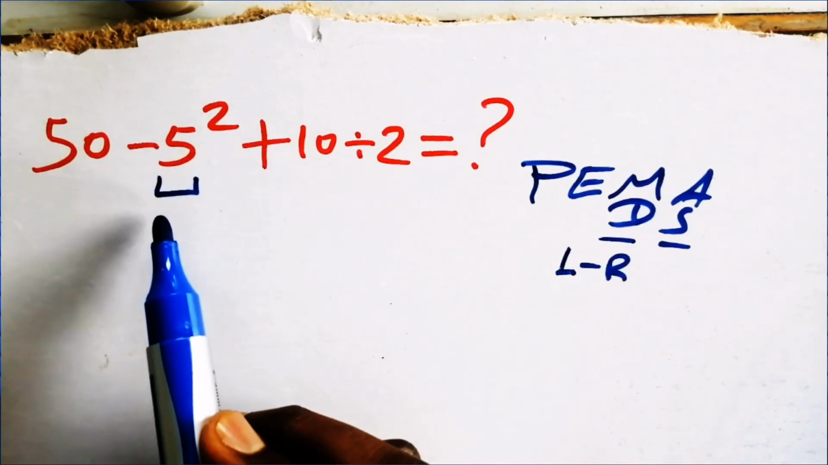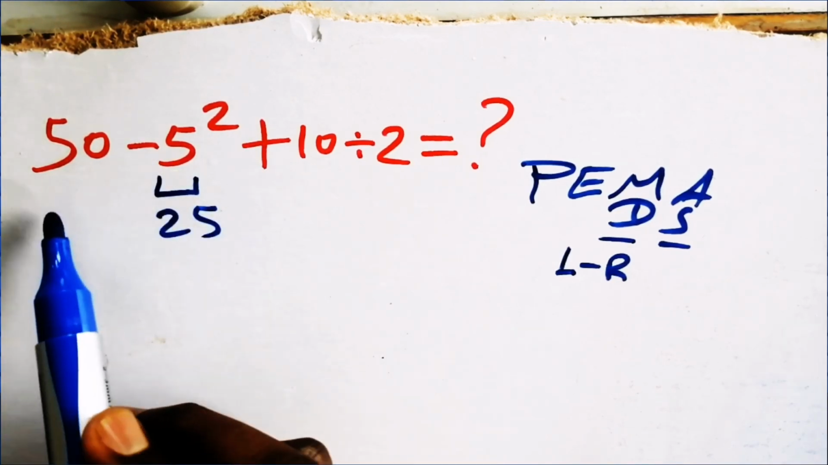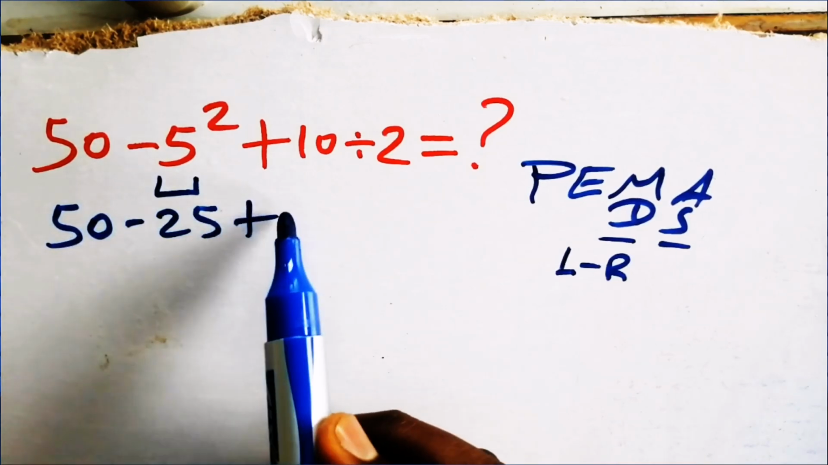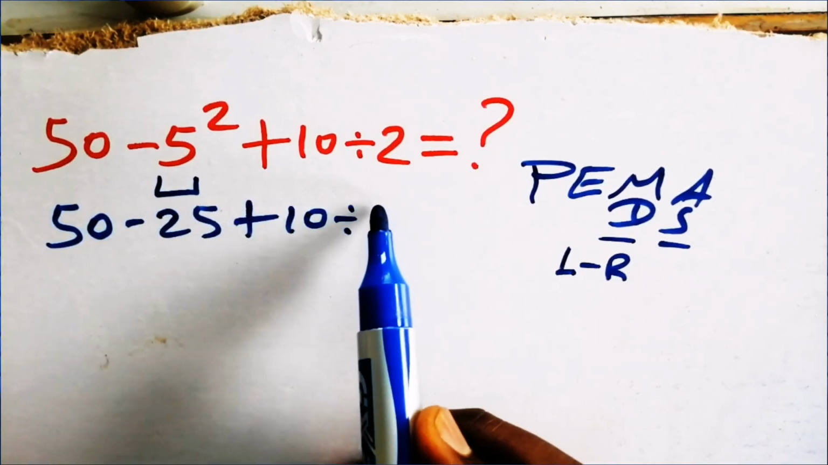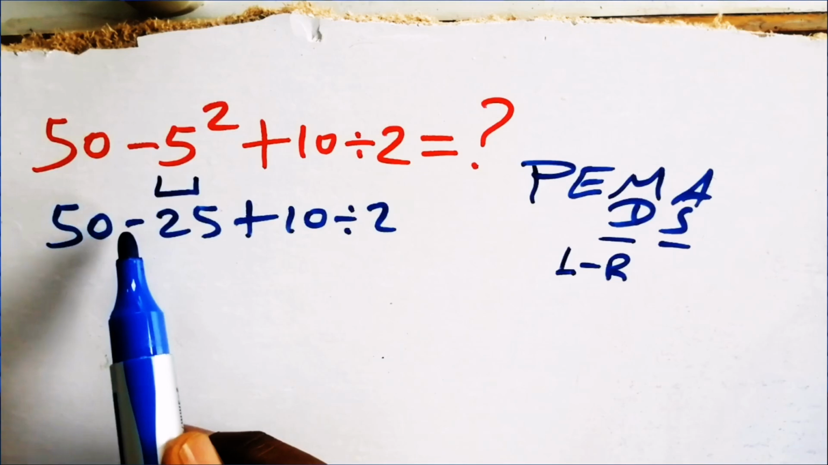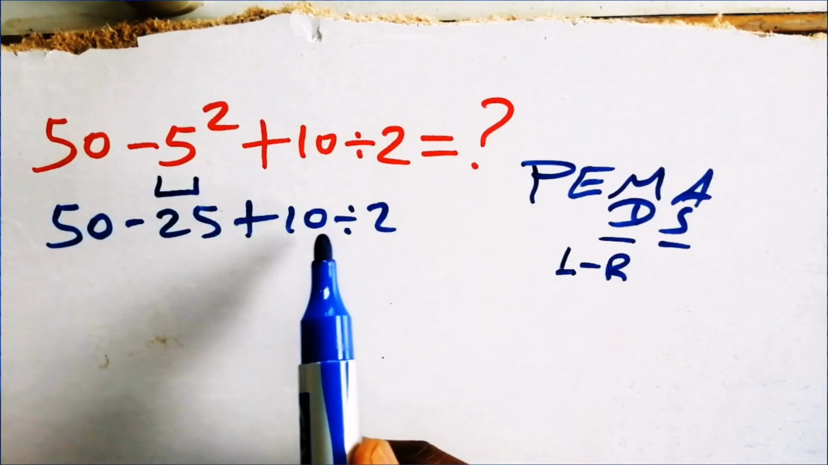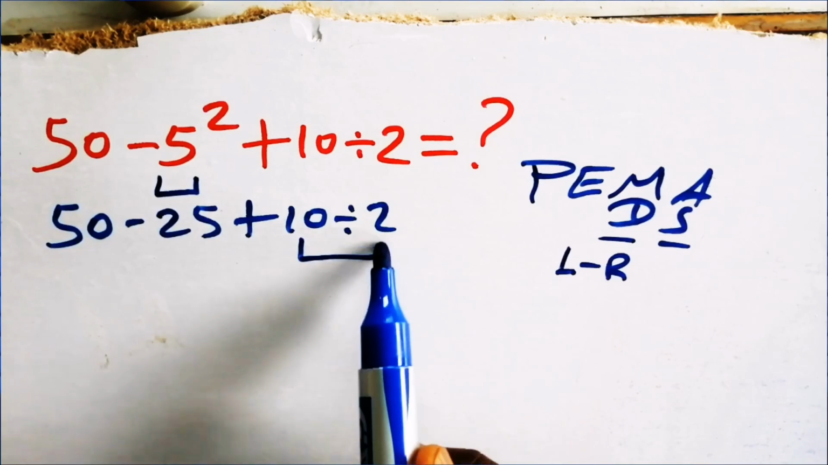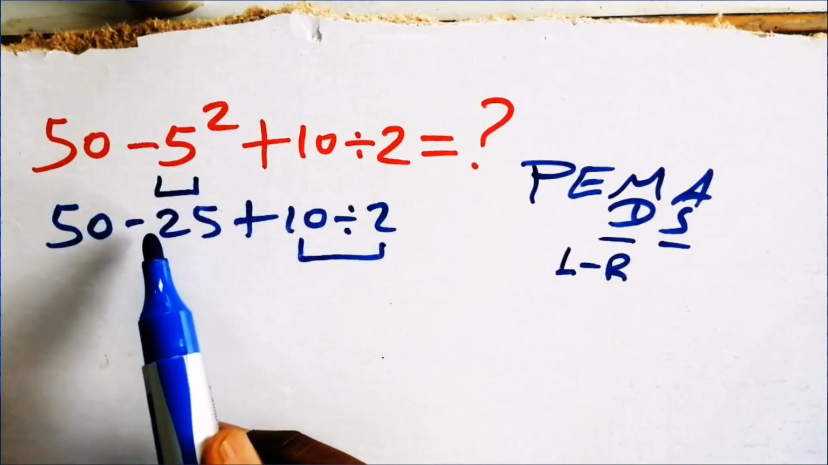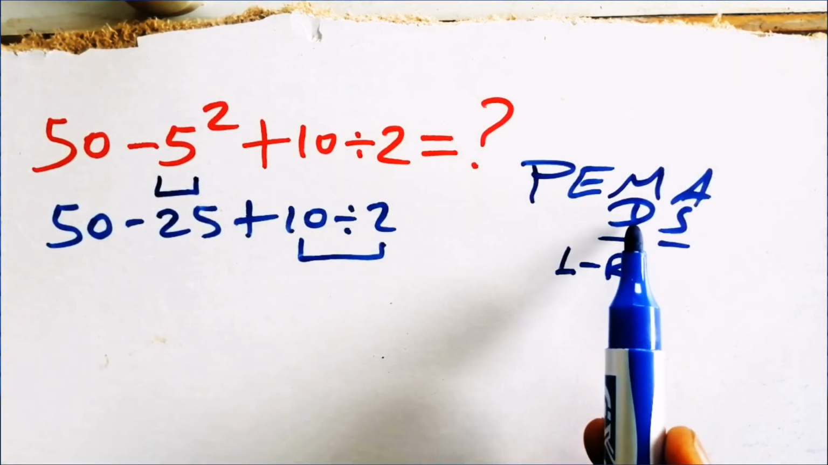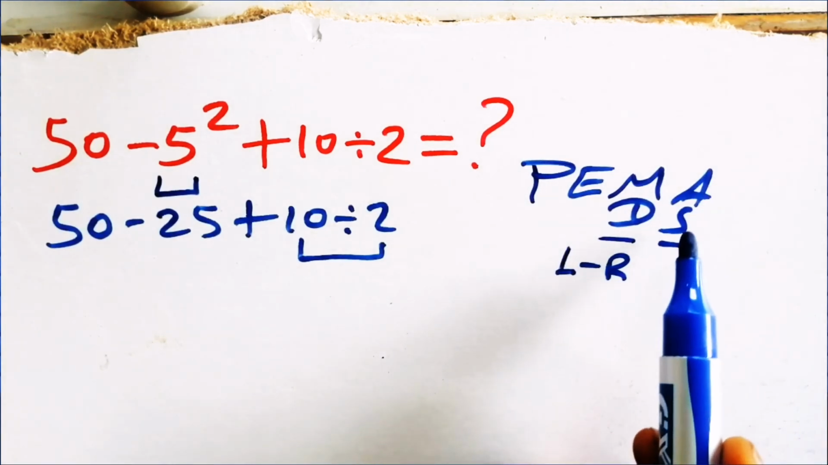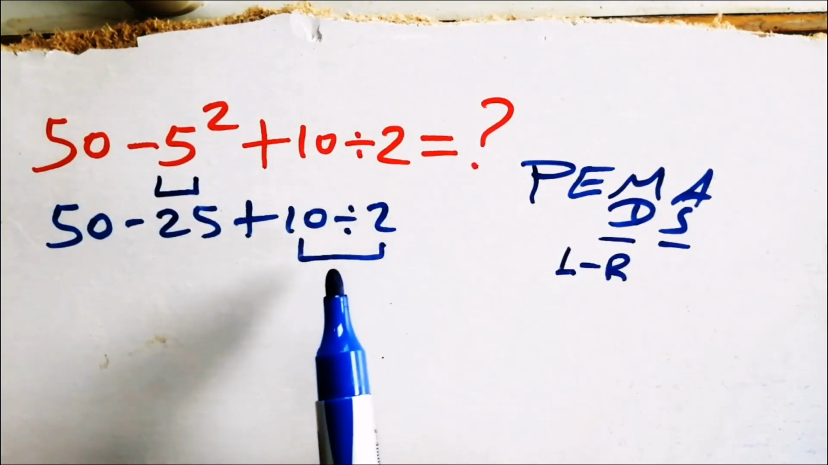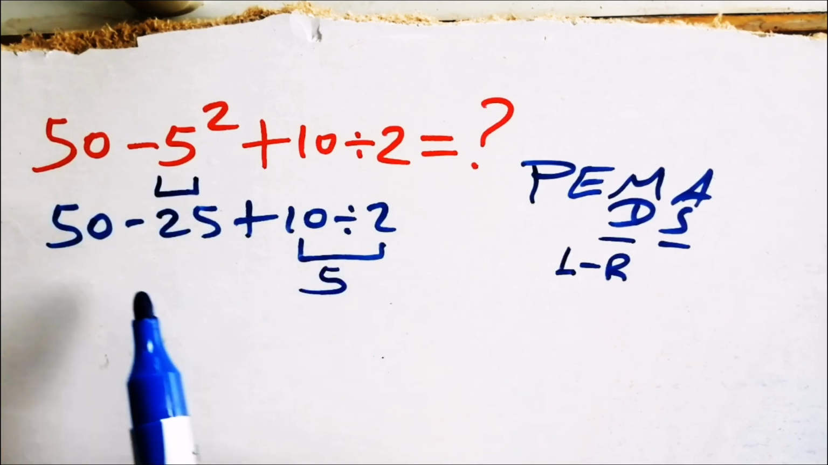Therefore 5 square means 25, which is 15 minus 25 plus 10 divided by 2. So in this expression, one subtraction, one addition, and one division, okay? Therefore, this division has higher priority than this addition and this subtraction, because division comes before addition and subtraction according to PEMDAS. Then 10 divided by 2, which equals 5, okay?